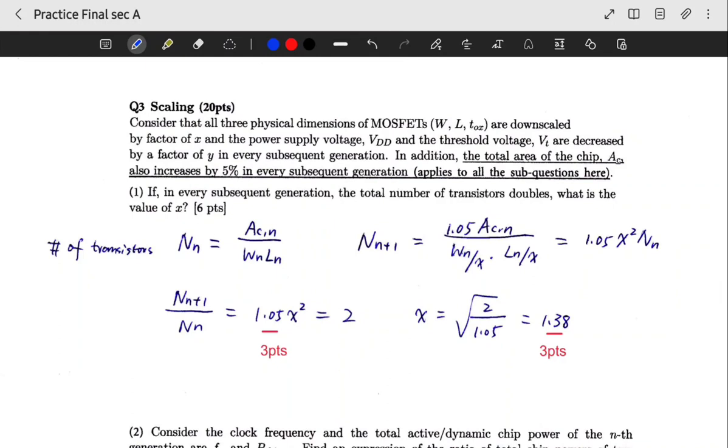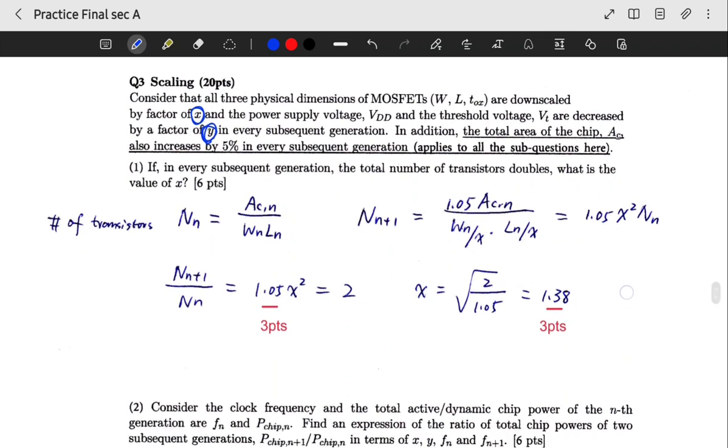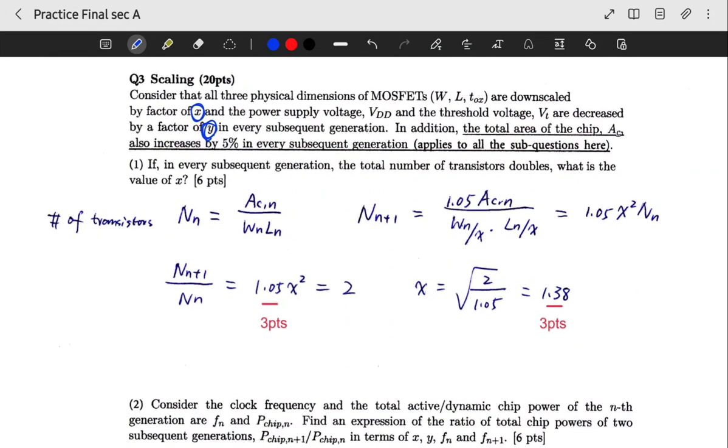And question 3 is about the scaling. So here we have all the physical dimensions downscaled by a factor of X, and then the VDD and VT are decreased by Y. And here the first question is asking, in the next generation, the total number of transistors doubled. If the total number of transistors doubled, what's the value of X? So what's the scaling factor X?